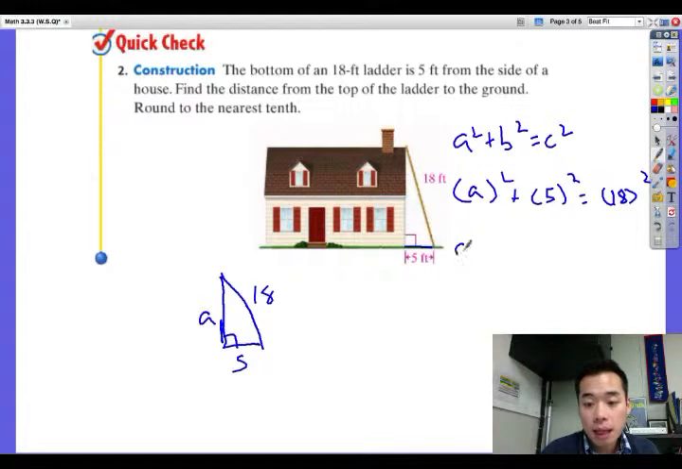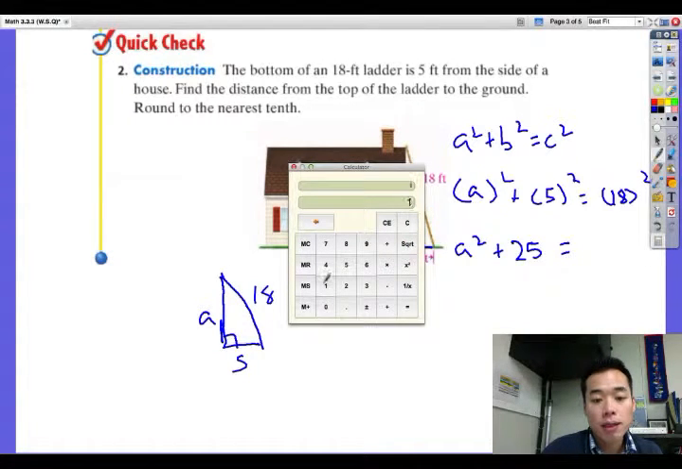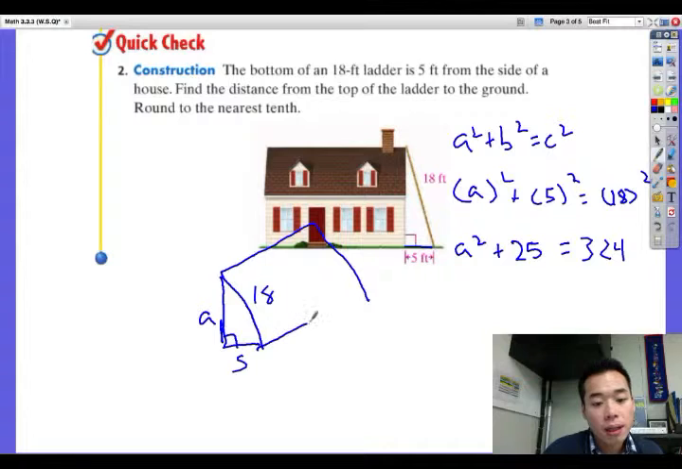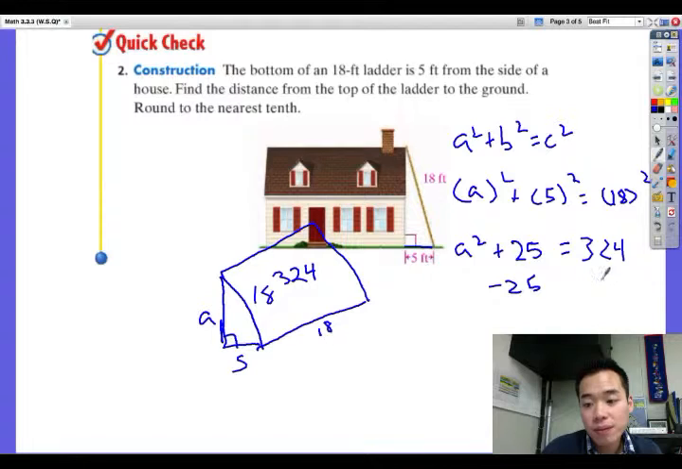So then we get a squared plus 25. Where did 25 come from? 5 squared is 25, is equal to 18 squared. If you don't remember what 18 squared is, just use your calculator. Type in 18 squared, it's 324. So right away, I know that if I built this area right here off the leg, 18 times 18, the area of this box is 324. So each side length is 18. That's all I'm doing. And then I subtract 25 from both sides.